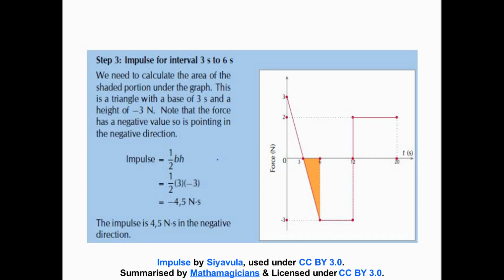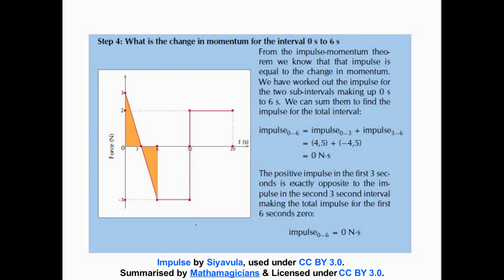Now the next interval is: what is the change in momentum for the interval 0 to 6 seconds? Now we are focusing on only these two shaded areas. We have calculated the impulse for both of them. So from the impulse-momentum theorem, we know that impulse is equal to the change in momentum. We have worked out the impulse for the two subintervals making up 0 to 6 seconds. Now we can sum them to find the impulse for the total interval.